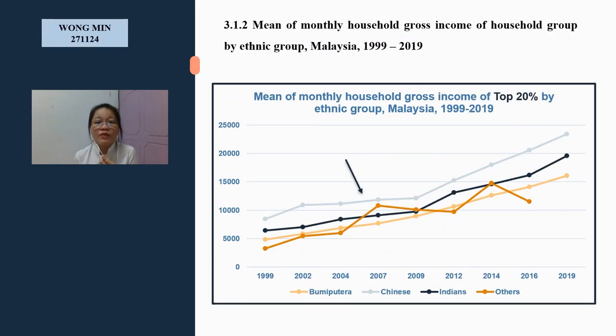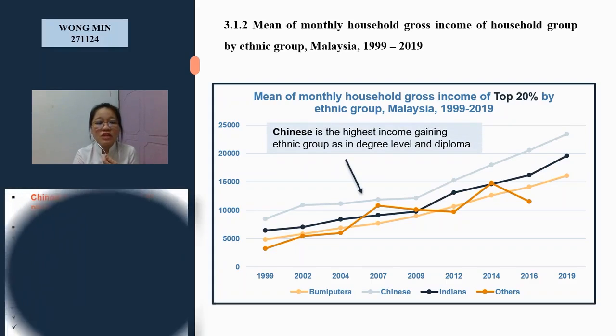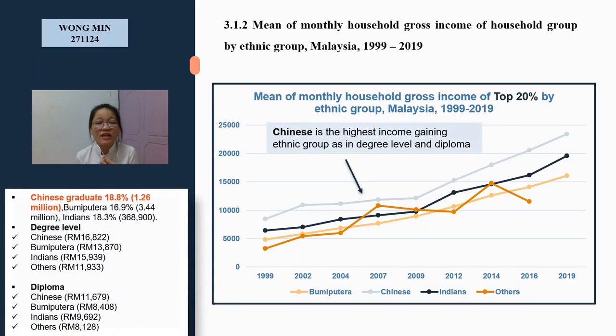And then we compare with the mean of monthly household gross income, and in this case Chinese is always the highest, no matter for T20, M40 or B40. So basically there are some reasons why Chinese is the highest. For T20, Chinese is the highest maybe because the Chinese possess 18.8% of graduates, with a population of 1.26 million as a base. Although Bumiputra have a wider population, it only has 16.9% of graduates, and Indian only has 18.3%. In this case, graduate refers to degree level and diploma level.